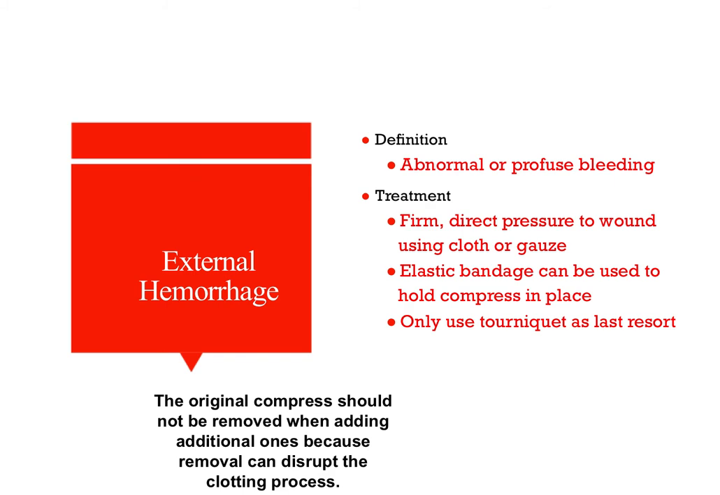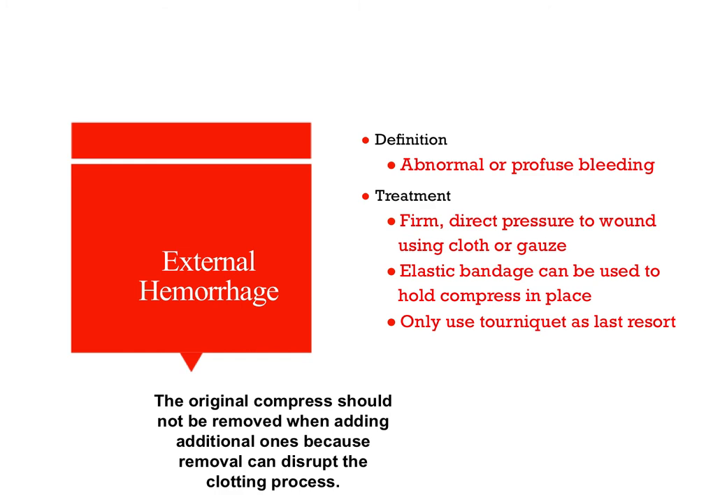External hemorrhage. This is an abnormal or profuse bleeding. The best way to combat this is firm, direct pressure to the wound using cloth or gauze. I will say it is important to maybe use sterile saline, or if you don't have that available, some water out of a water bottle on the cloth or gauze, because if you have a big wound, the blood is going to start clotting, it's going to stick to the cloth, and by the time you get to the ER and they pull that cloth back, they're going to pull the clot and it's going to start bleeding again, okay?